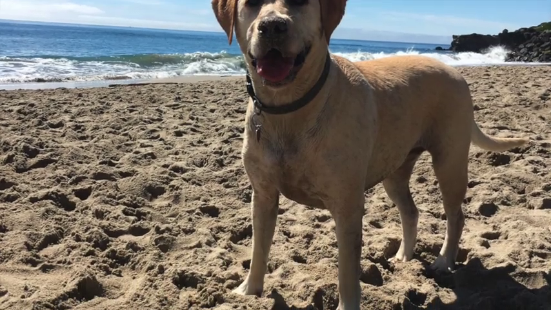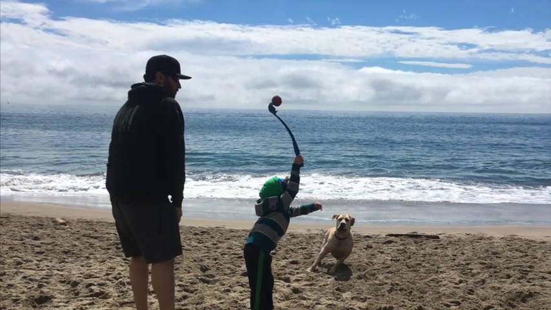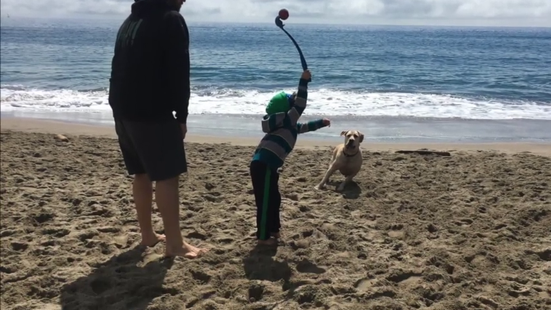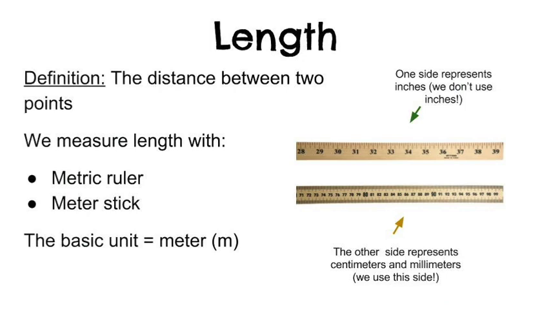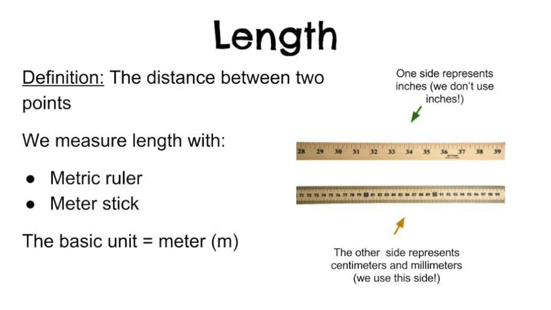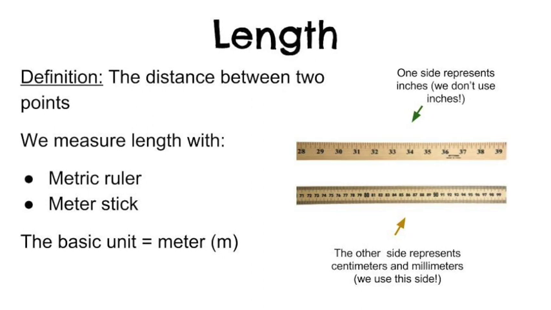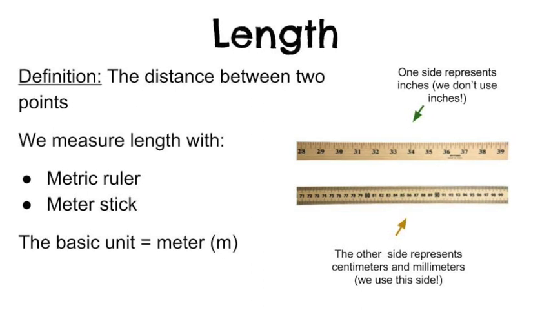I want to know how to measure how far I throw the ball to Willow when I'm at the beach, but I'm not sure what to do. Length represents the distance between 2 points, or sometimes we use it to measure how long something is. We measure length using a meter stick.